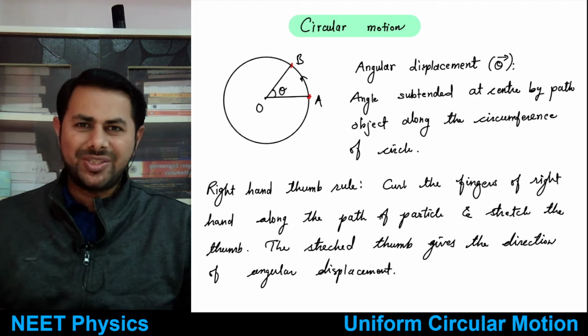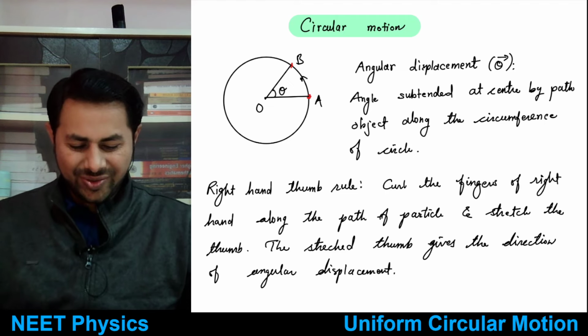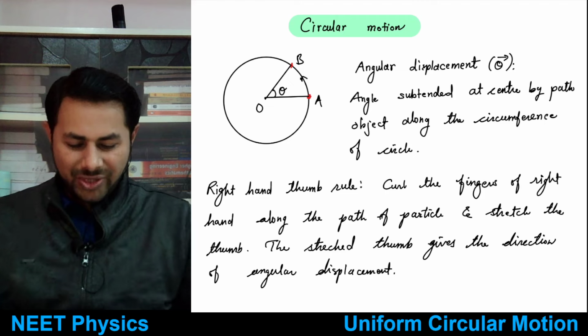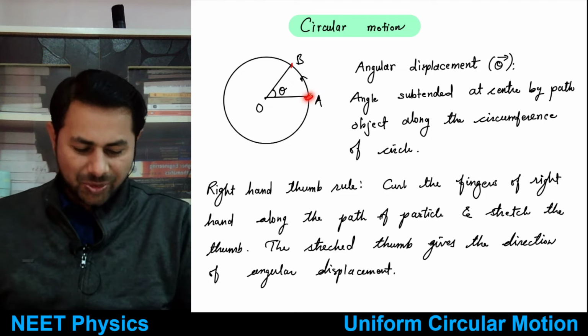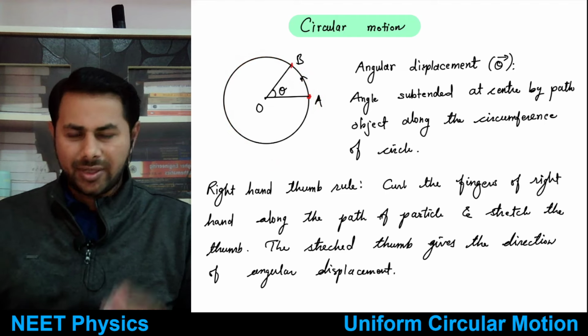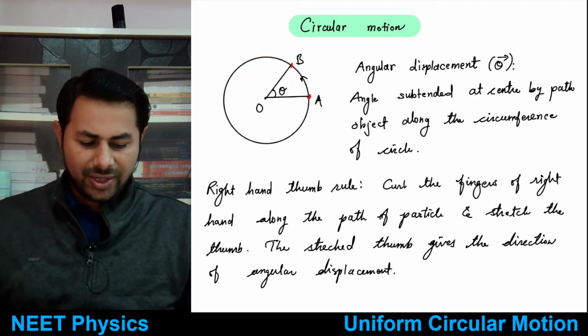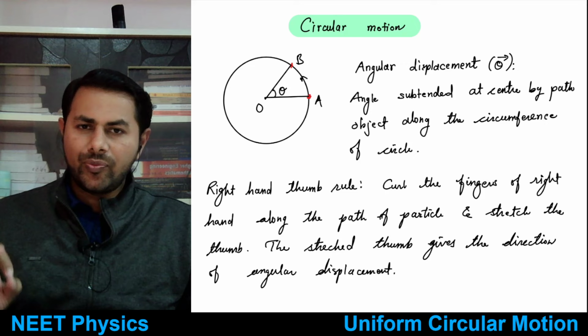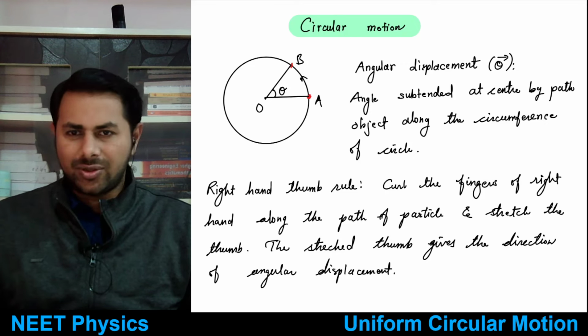We are going to talk about circular motion. Okay, so now what is circular motion? Suppose there is an object which moves along the circumference of a circle, its motion is circular motion, right? So there are a few basic definitions regarding this circular motion.